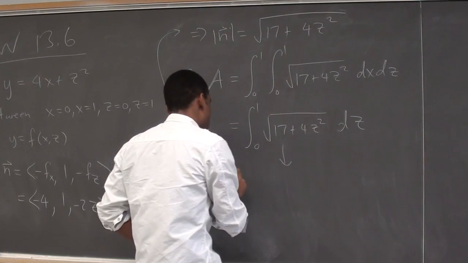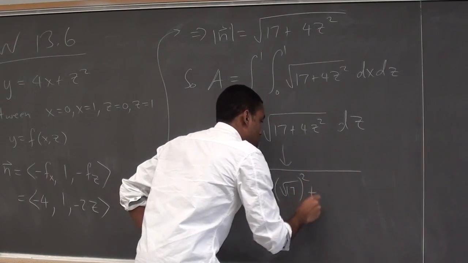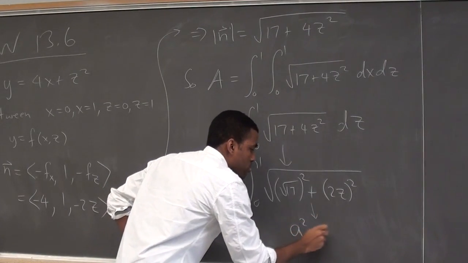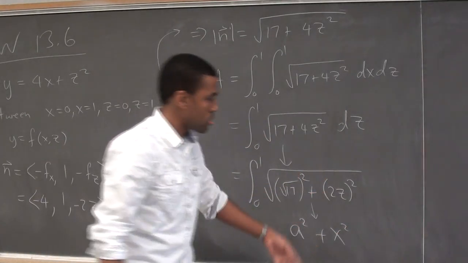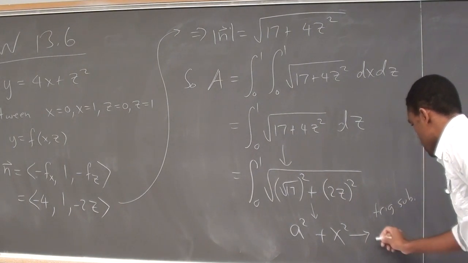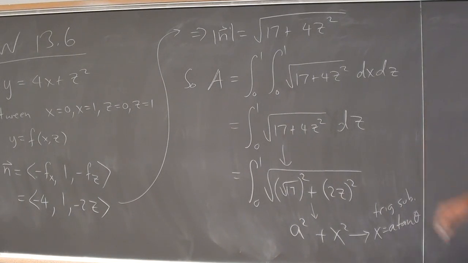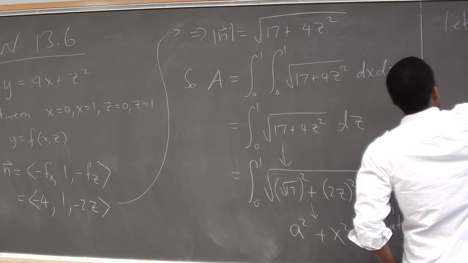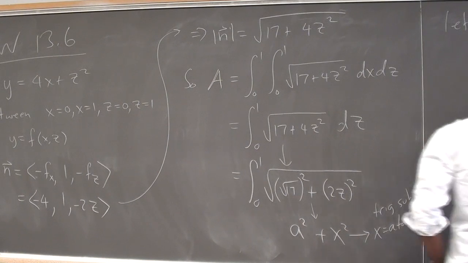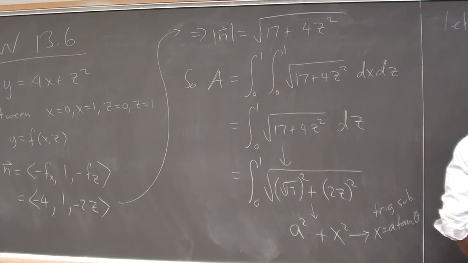The trick is to look at this as the following: radical of 17 plus 2z squared. So this sort of reminds you of a squared plus x squared, right? You have a constant squared plus a function squared, and you know that the trig sub for that looks like x equals a tangent theta, right? Here your x is 2z, your a is radical 17, so let 2z equal radical 17 tangent theta. This implies z is equal to radical 17 over 2 tangent theta.